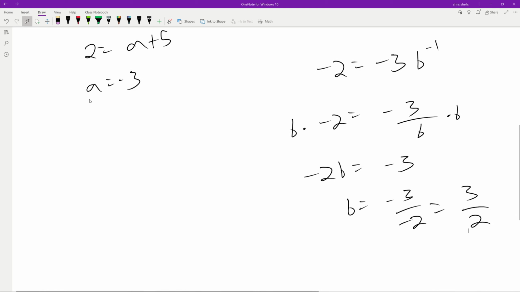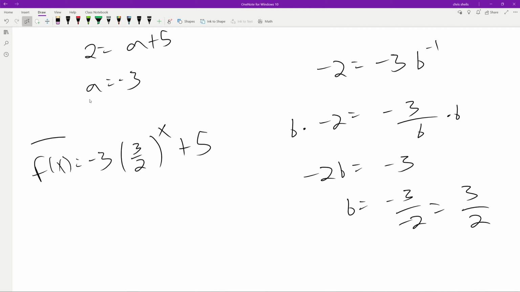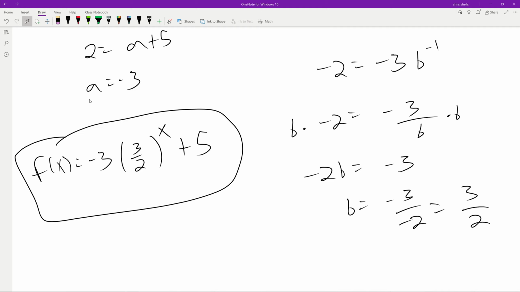So my final formula here is f of x equals -3 times 3/2, or 1.5, I suppose you could write this, to the x power plus 5. And that's my answer. And that's all of 4.2, really.